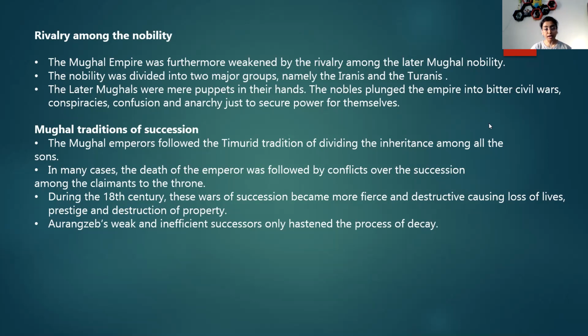Okay, so in many cases, after the death of the king, there was always conflict among the brothers themselves, like who will be taking up the throne. So there was always a fight amongst themselves. During the 18th century, these succession wars, or the fights among the brothers over who would take up the throne, became more fierce. It was more destructive in nature, leading to loss of property, loss of lives, and loss of the economic resources of the full empire. This basically happened after the death of Aurangzeb. Whoever tried to rule, there was constant fighting among themselves, and these constant fights, confusions and conspiracies again became a reason for the decline of the Mughal Empire.